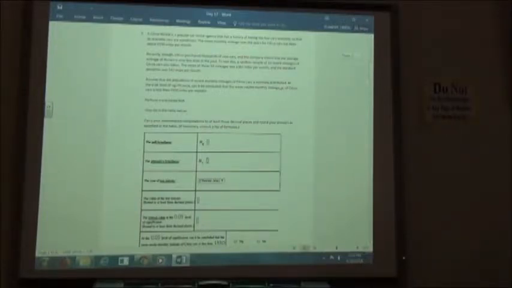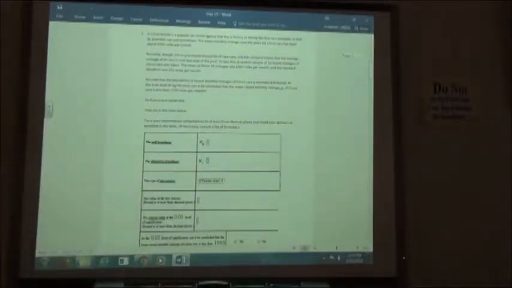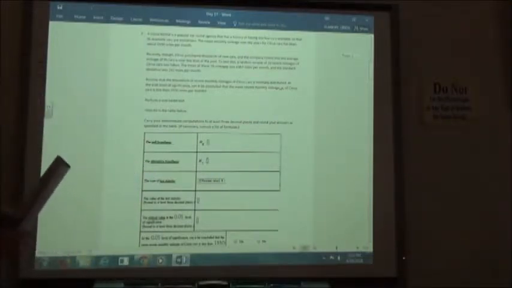To test this, a random sample of 10 recent mileages of Citrus cars was taken. The mean of these 10 mileages was 1,467 miles per month. Standard deviation is 245 miles per month. Assume that the population of recent monthly mileages of Citrus cars is normally distributed. At the 0.05 level of significance, can it be concluded that the mean recent monthly mileage of Citrus cars is less than 1,550 miles per month?